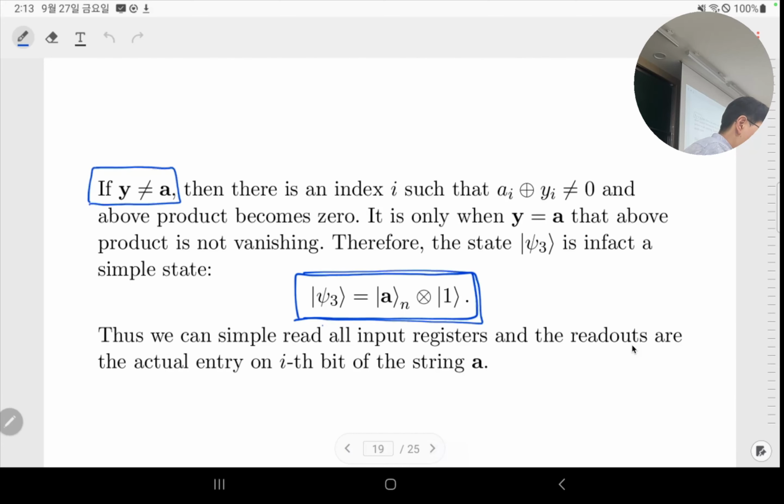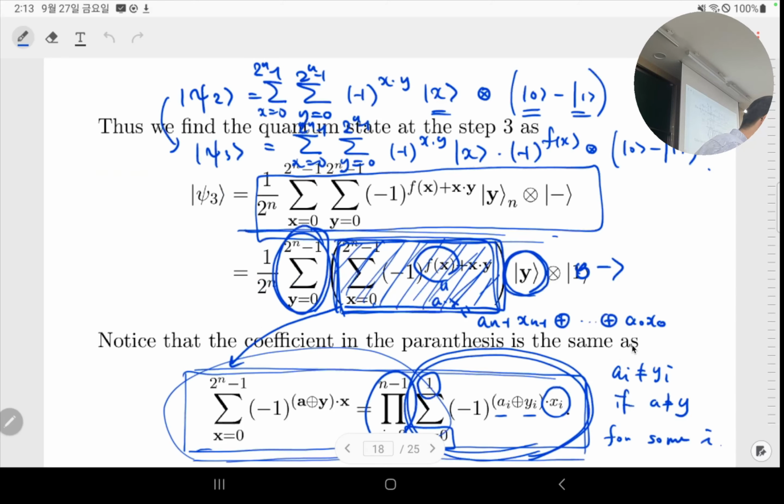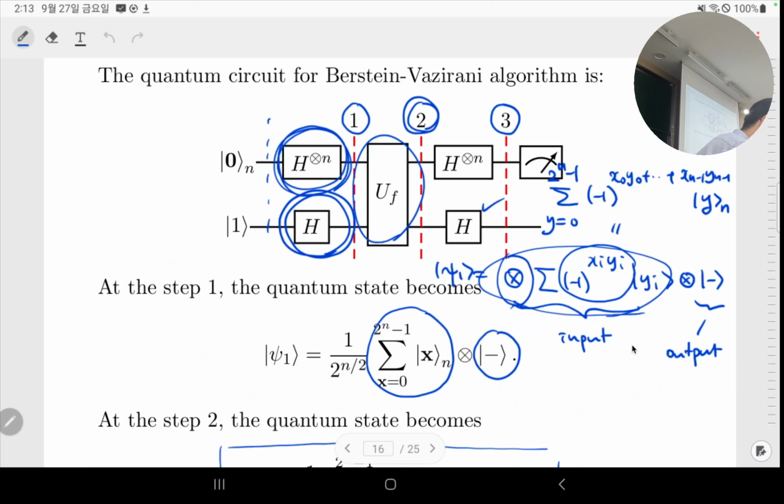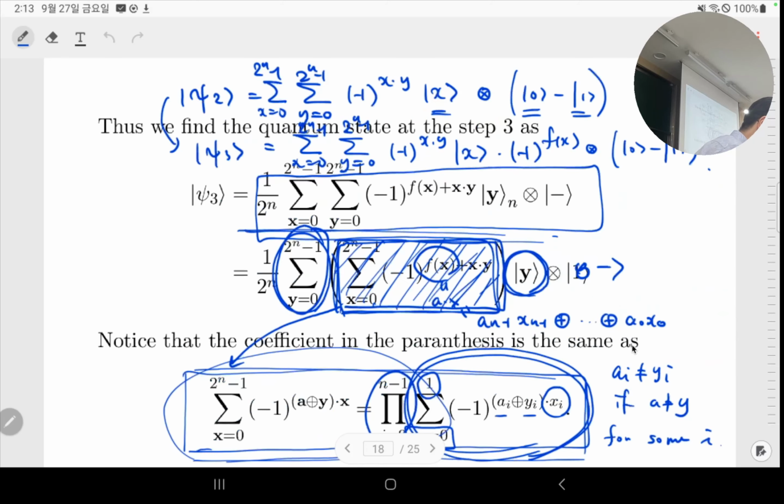When you take the measurement, I think that was after the Hadamard. No, it's not after Hadamard. Sorry, there's a typo here. So we don't need this. You just take the measurement. After you apply the oracle and take the measurement, there's no other chance than observing A. So you always get the observation of A.